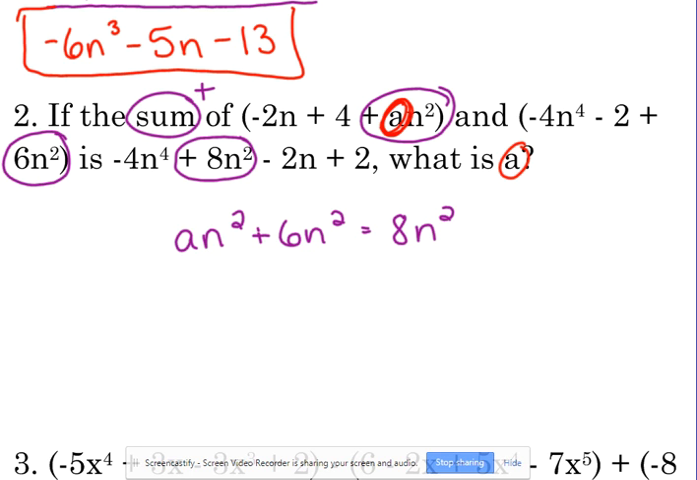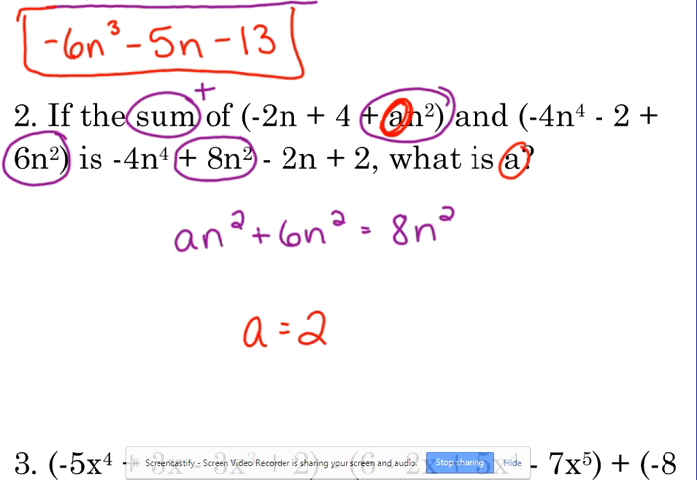The rest of the problem doesn't matter because it's asking me what's a. A's with the n squared. If I'm adding, I only have to worry about the other terms that have n squared in them. So what's a? 2. It's 2. A is 2 because 2 plus 6 is 8.